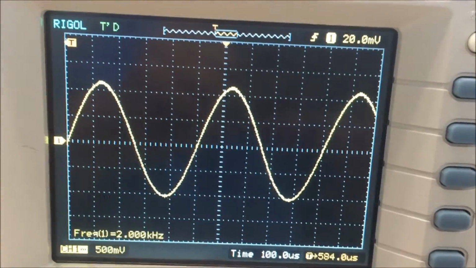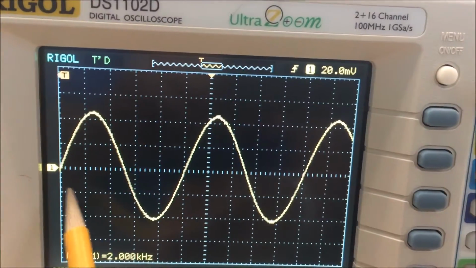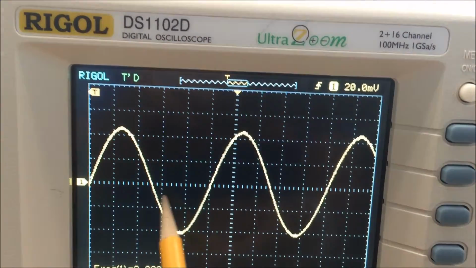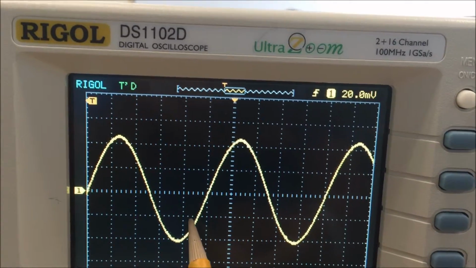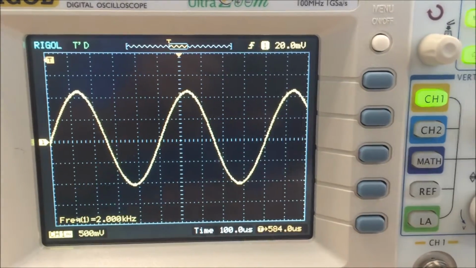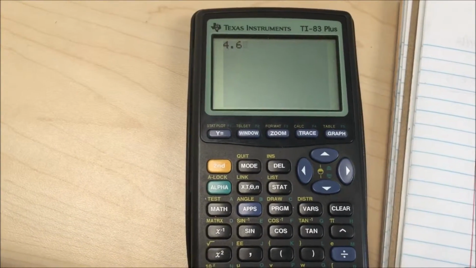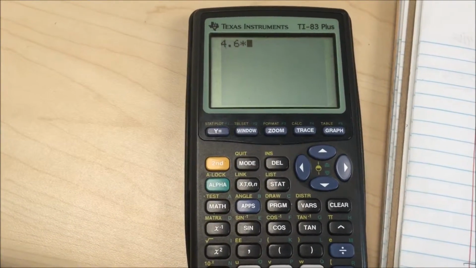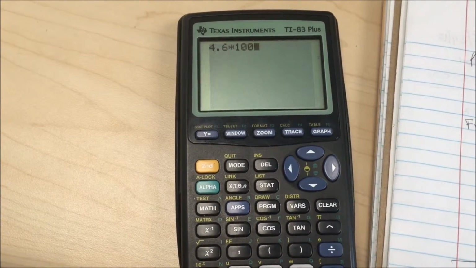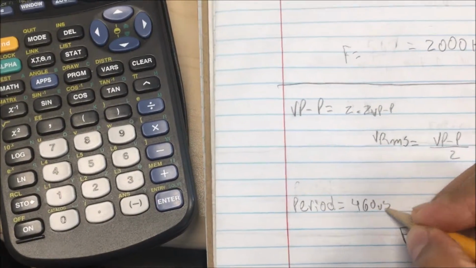To measure the period, I have to count the blocks for a whole full wave: 1, 2, 3, 4, 0.2, 0.4, 0.6. I multiply it by 100 microseconds. This gives me 4.6 times 100, which gives me 460. That's 460 microseconds for the period.